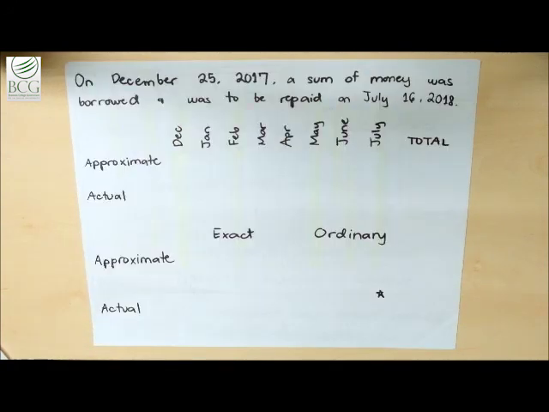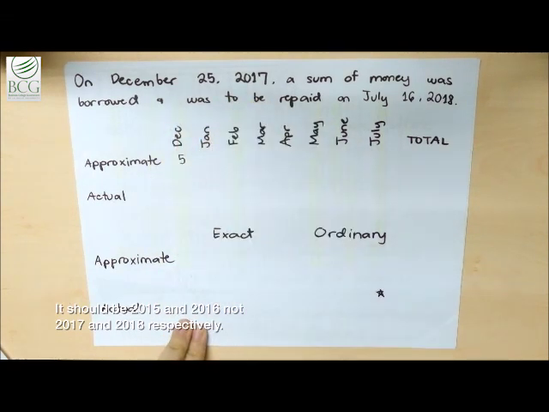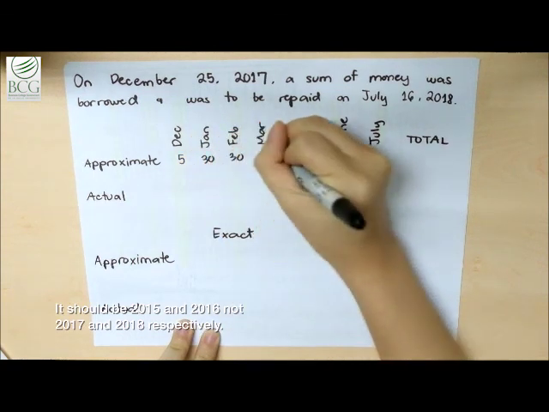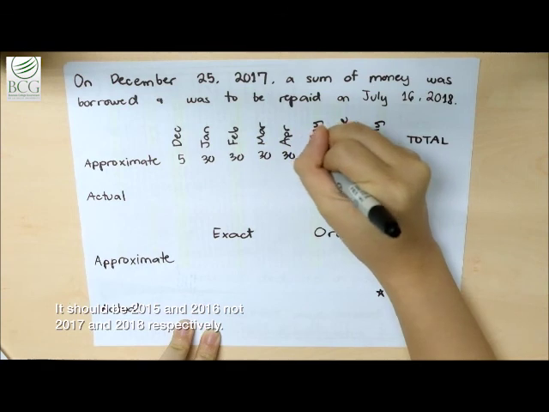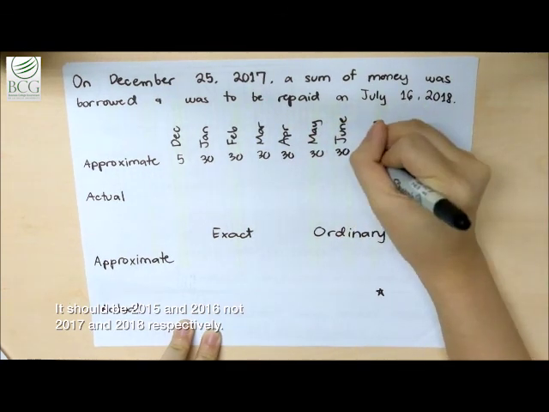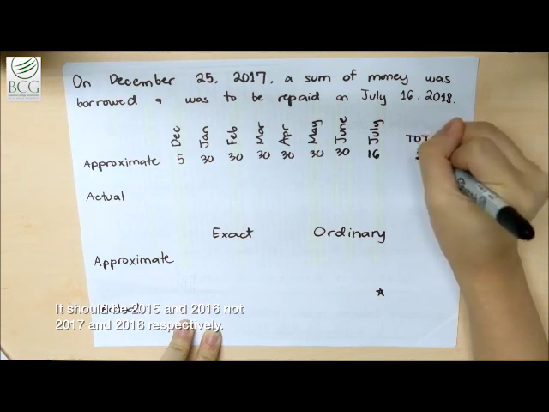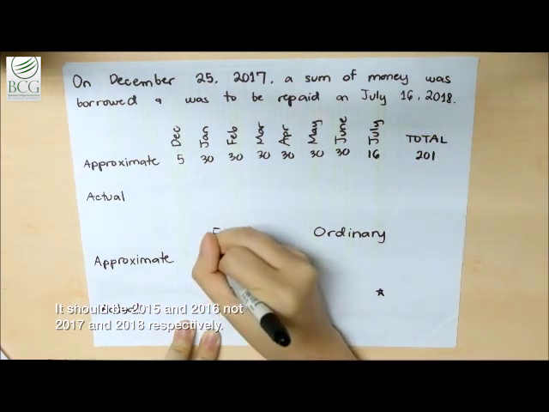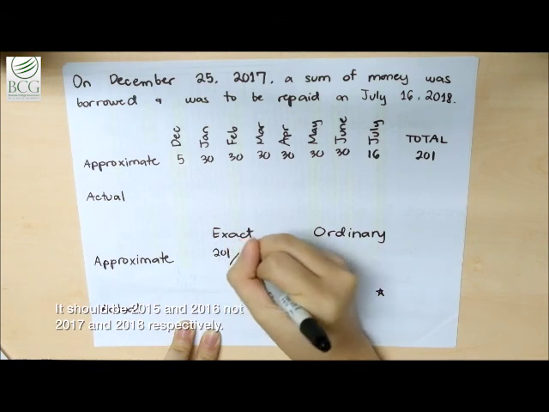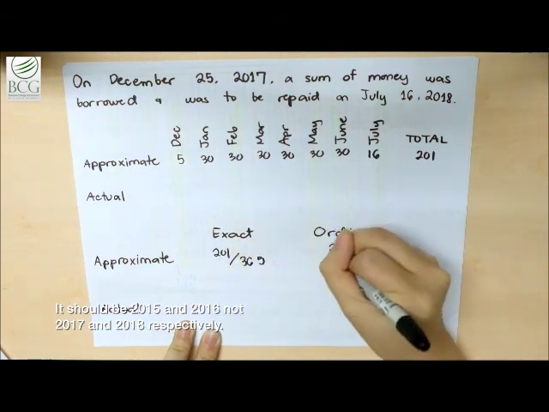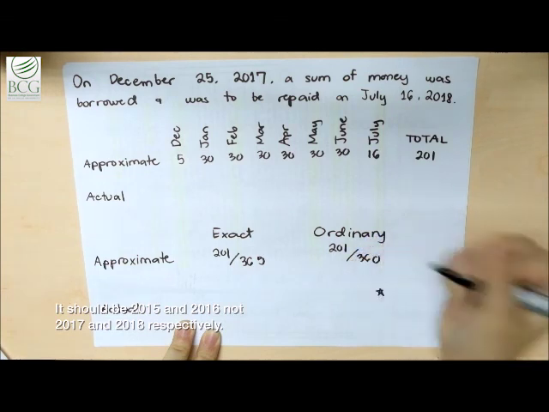So let's say that on December 25, 2017, a sum of money was borrowed and was to be repaid on July 16, 2018. Under approximate time, we assume that there are 30 days in a month. So December will have 5 days, since it's from December 25 to 30. January to June will have 30 days. And July will have 16 days. This will give you a total of 201 days. So under exact interest, t will be 201 over 365. Under ordinary, it will be 201 over 360.